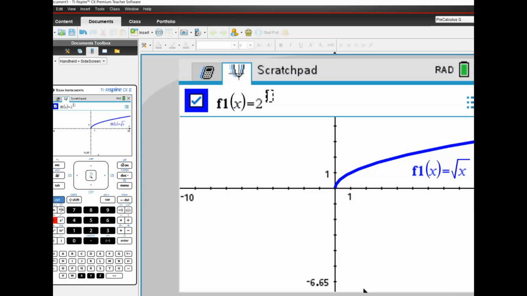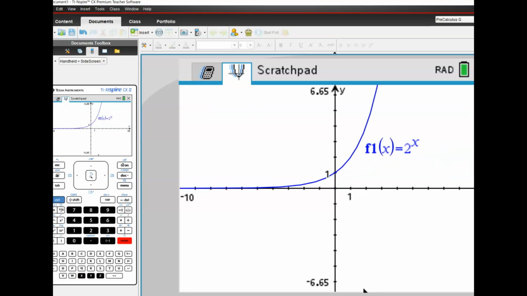So notice you have to push the little caret key. It looks like an up arrow almost. It's highlighted in red so you can see where it is on your calculator. And then you put x in the exponent. That's a weird looking graph. It's actually a power function. You haven't learned about it yet? Probably ever. But we'll learn about it later.